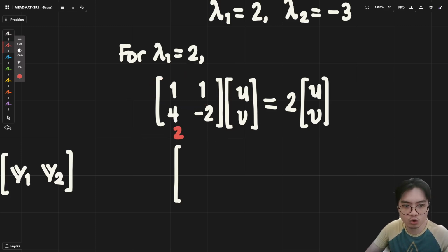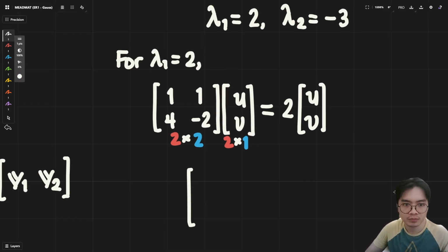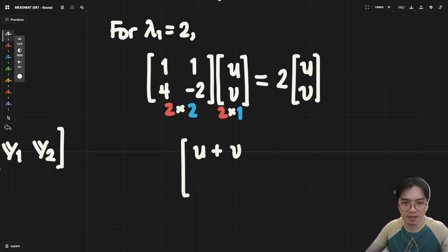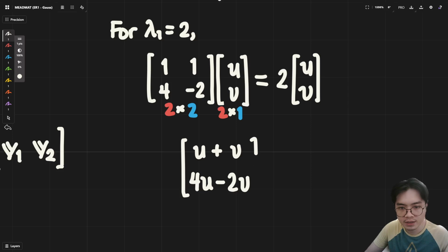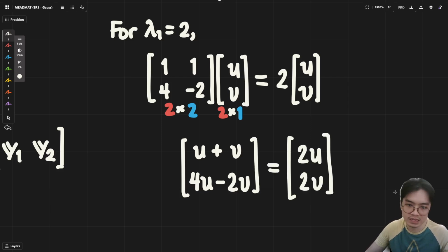This is a 2 by 2 matrix. This is a 2 by 1 matrix. So we will create a 2 by 1 matrix as well, right? So we will get in here, row column, U plus V is equal to 2U, and then for the lower side we will have 4U minus 2V is equal to 2V.